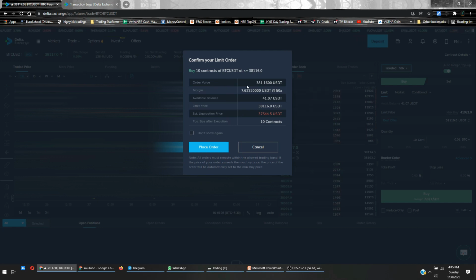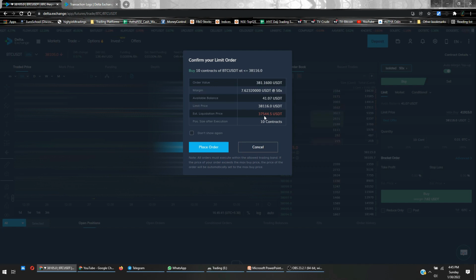You will get the order value, that is the price at which you want to initiate your long trade, the margin that is being used, 50x, and the available balance. If you are starting new with 1000 rupees, the available balance will be 12.45 here. The limit price will be shown up here, the entry price will be shown up here, and the estimated liquidation price. This is the important thing. This is the number which you have to keep an eye on when you are trading.